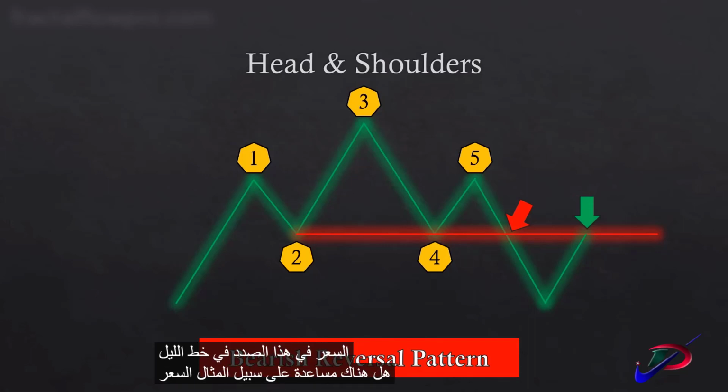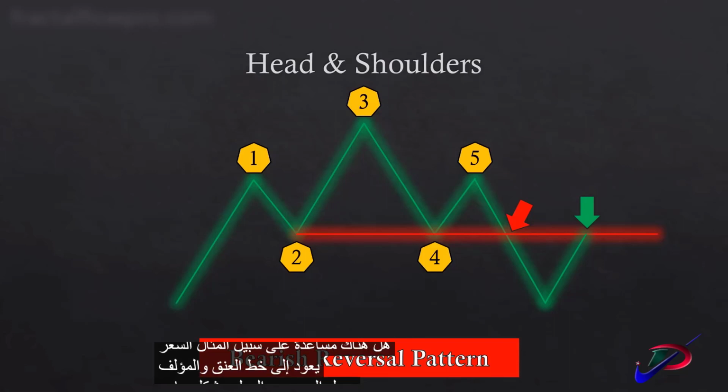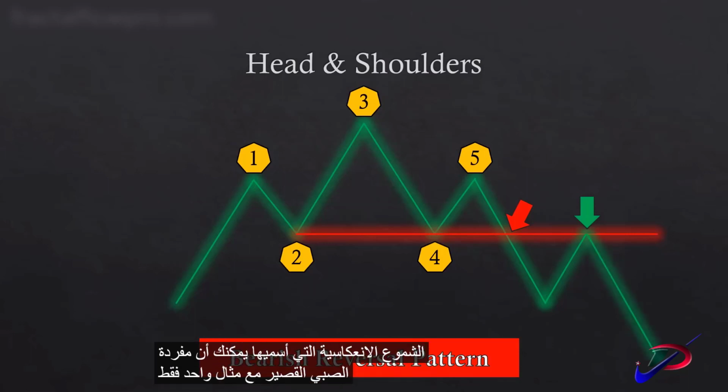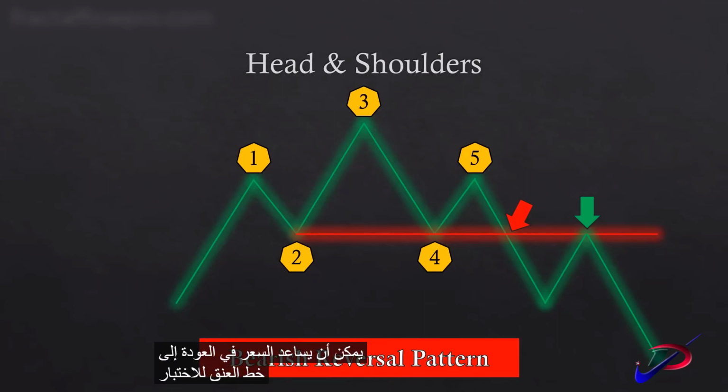For example, if price comes back to the neckline, and as it reaches it, price creates some sort of bearish reversal candlestick pattern, you can think about going short. This is just one example, of course. There are thousands of different things that can happen if price comes back to the neckline to retest it.